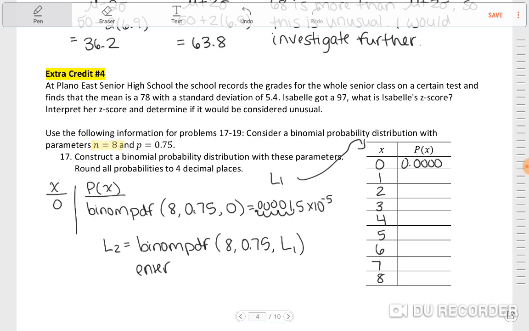And then when you do the 1, that one comes out to be 3.6 times 10 to the -4th. So when you move it 4 places to the left, 1, 2, 3, 4, then when you round this one, it becomes 0.0004, because that 6 tells me to round the 3 up. 0.0004.